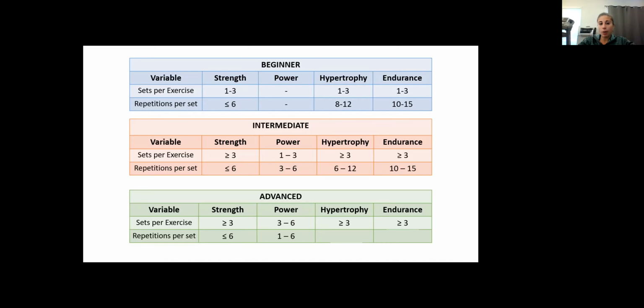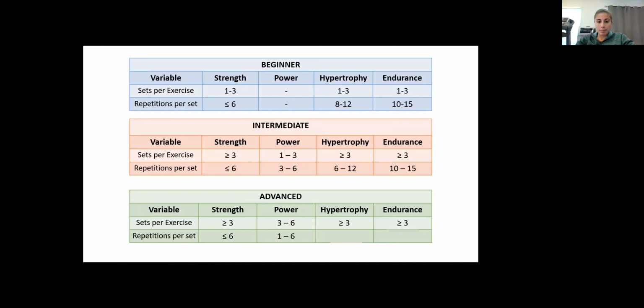Again, think of those power exercises as your cleans, your snatches, clean and jerk, hang cleans, anything like that. Those Olympic lifting movements where we're trying to lift the load quickly with good technique require a lot of technique. That would be applicable for power. Even a deadlift, moving it quickly, you could technically consider that as power.